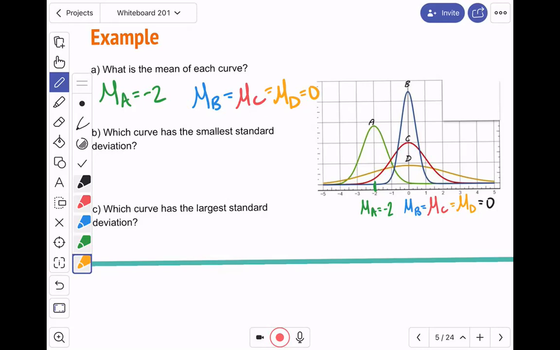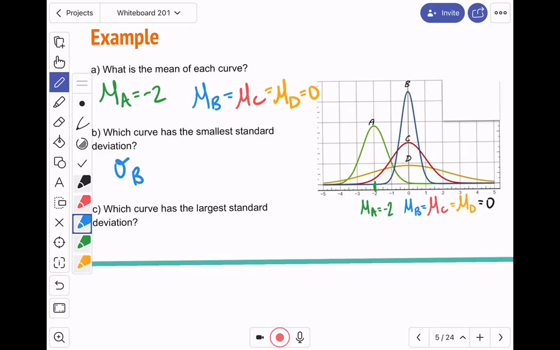Now, I want to know which curve has the smallest standard deviation, or the smallest distance away from the mean. What curve is that going to be? A, B, C, or D? B. Why B? Because curve B is the tightest, which means that you're packing more data inside of a smaller interval. So in this particular case, curve B has the smallest standard deviation.